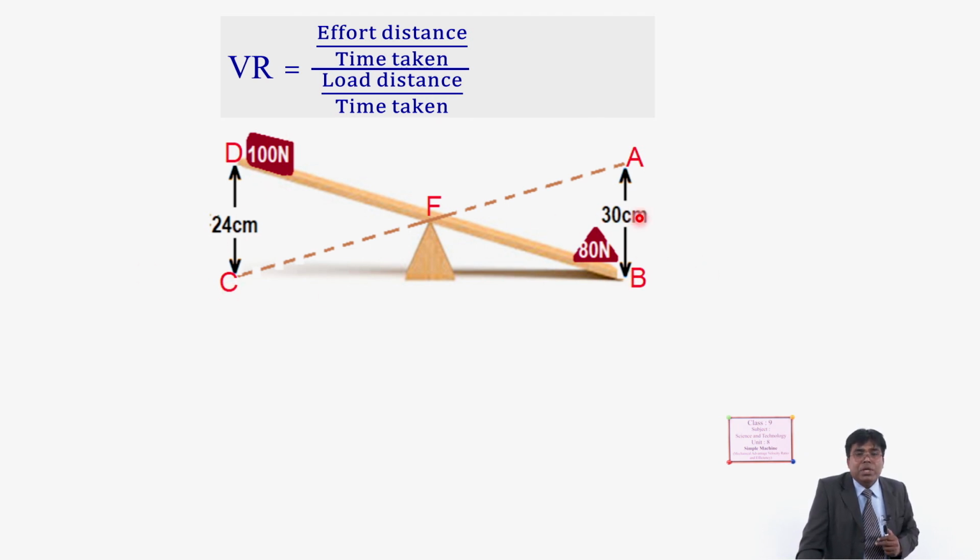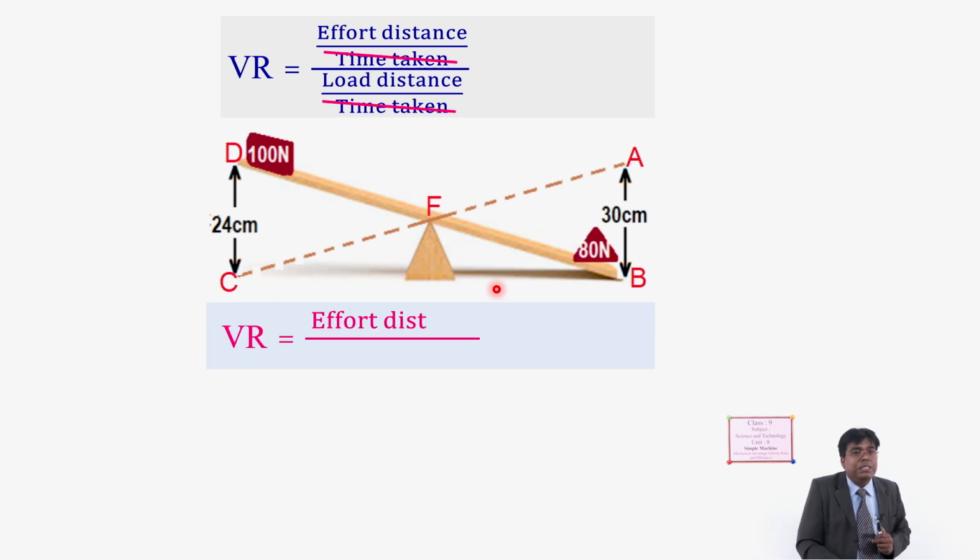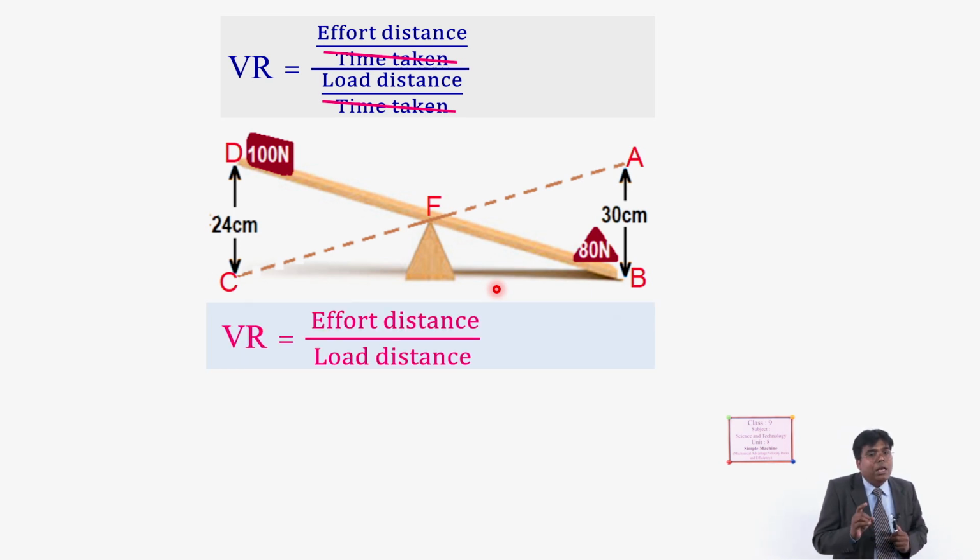But if you think about the time, in both the cases, the time taken to move from point A to B is equal to the time taken to move the load from C to D. As time taken is the same, we can cancel this time taken. And after then, obviously, we get the result. VR is effort distance by load distance.